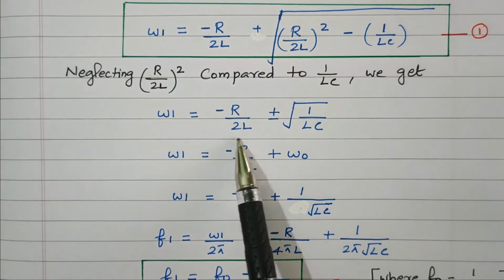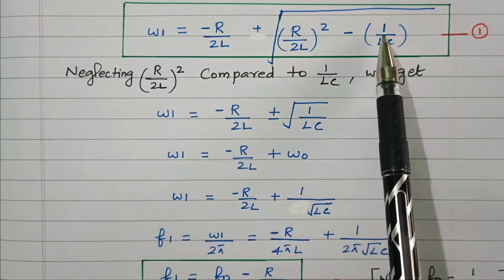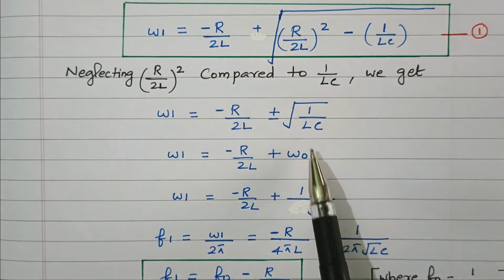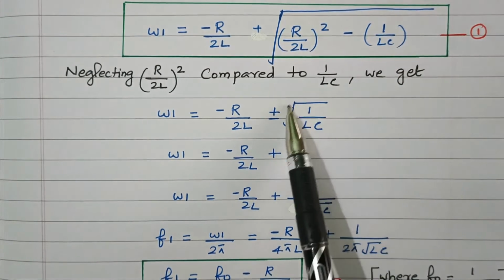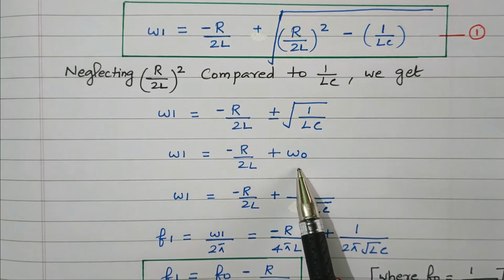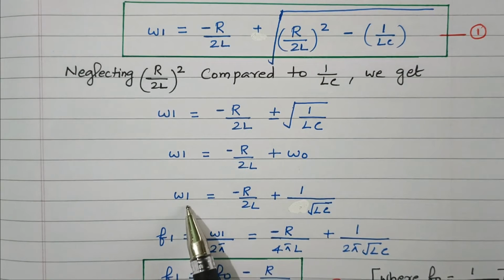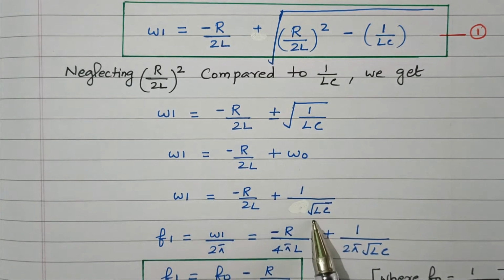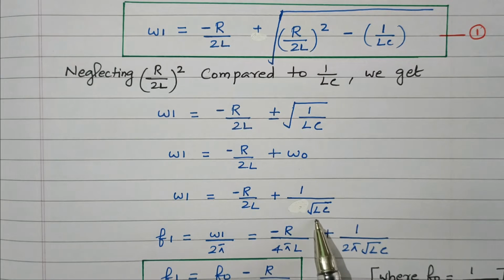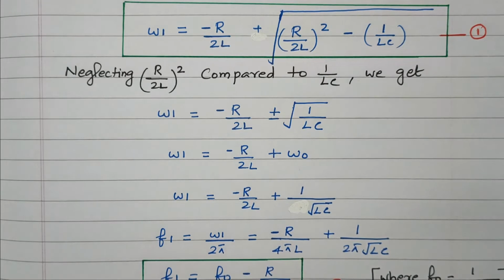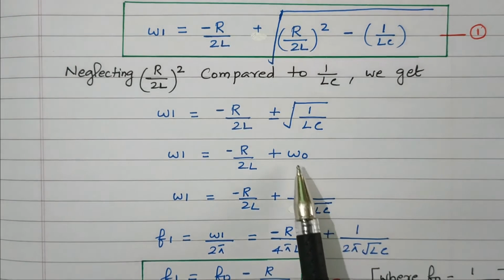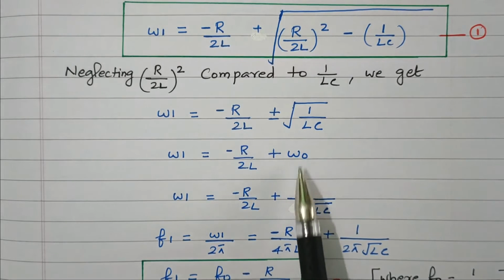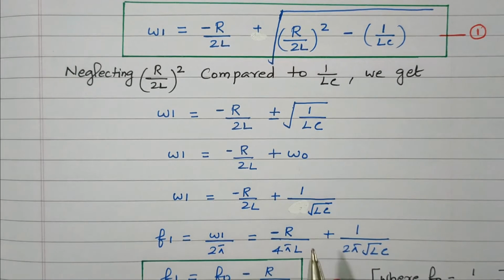Minus R by 2L plus or minus square root of 1 divided by LC. We take this 1 divided by square root of LC as omega naught, the resonant frequency. So omega 1 equals R divided by 2L plus 1 divided by square root of LC. So omega naught can be written like this; here again omega naught is replaced.